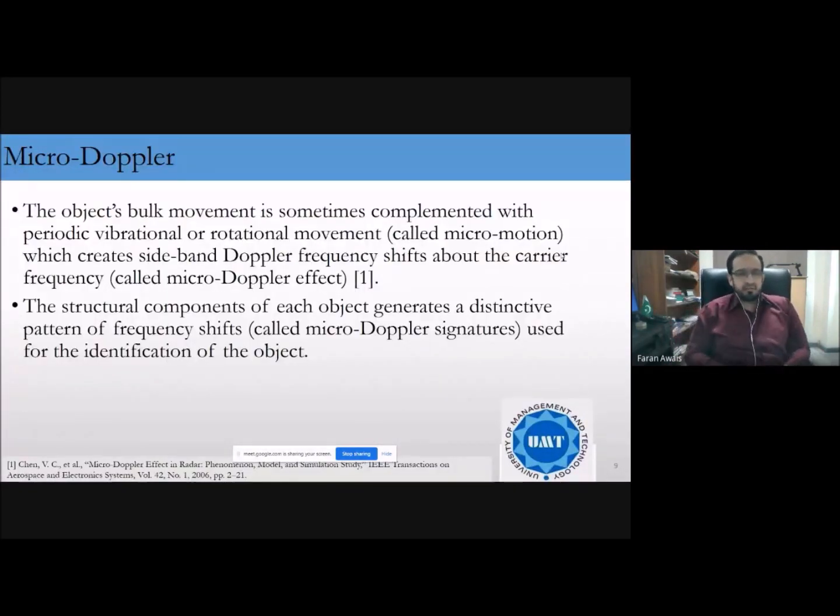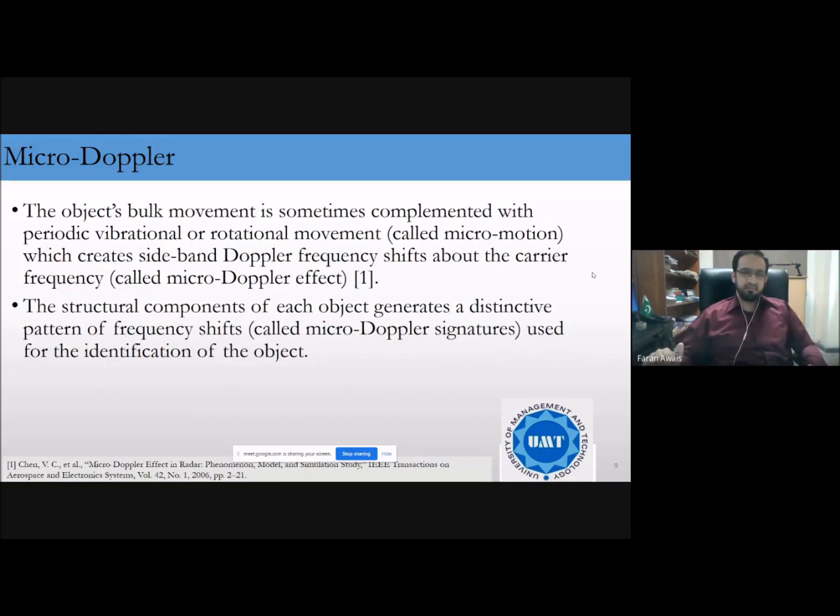Now, coming to the important subject, which is the micro Doppler. I've just talked about the Doppler, so now I'm going to talk about what a micro Doppler is. The object's bulk movement is sometimes complemented with periodic vibrational or rotational movement, which is called micromotion, which creates sideband Doppler frequency shifts about the carrier frequency, called the micro Doppler effect. The structural components of each object generate a distinctive pattern of frequency shifts, also called micro Doppler signatures, used for identification of the object, right?